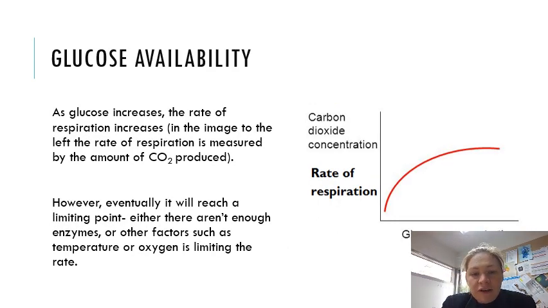Glucose availability also affects the rate of respiration, and that makes sense because we know that glucose is an input. It's the first reactant that gets broken down as part of the process of respiration. So as glucose concentration increases, we usually see the rate of reaction increase. This happens up until a point where there aren't enough enzymes or factors or space in the cell to be able to catalyze this reaction any further.